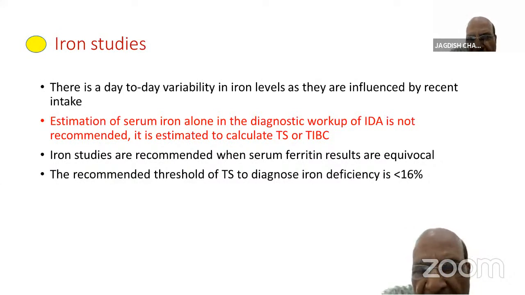And so, iron estimation is done, but this is done to calculate the transferrin saturation or TIBC, total iron binding capacity. So these studies are recommended only when ferritin levels are equivocal, and the threshold for transferrin saturation, we have seen, is less than 16%.